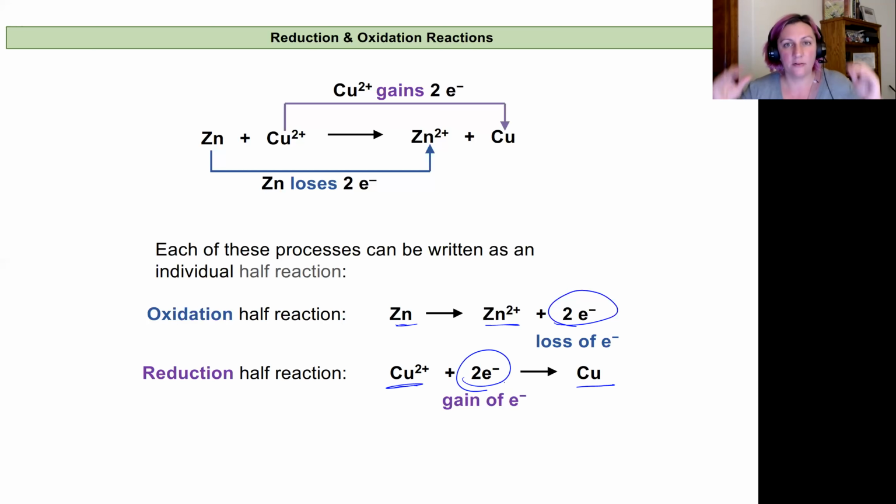So again, these aren't full chemical equations. These are half reactions. One is describing the process of oxidation and one is describing the process of reduction. To make sure you've done this correctly, when you're looking at your half reactions, you should have the same number of electrons in the product side on your oxidation reaction that you have in the reactant side of your reduction equation.